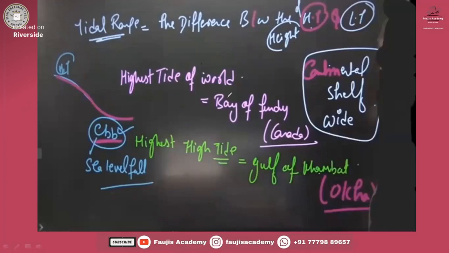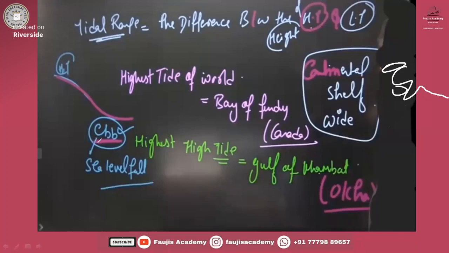And the highest tide of the world, we will find in the Bay of Fundy area. That is in Canada. And the highest high tide in India is in the Gulf of Khambat area. That is in the Gujarat area. So remember, not in the Rann of Kutch, in the Gulf of Khambat area, we have the highest high tide. So Gulf of Khambat is in this place, and in this place we have the Rann of Kutch area.